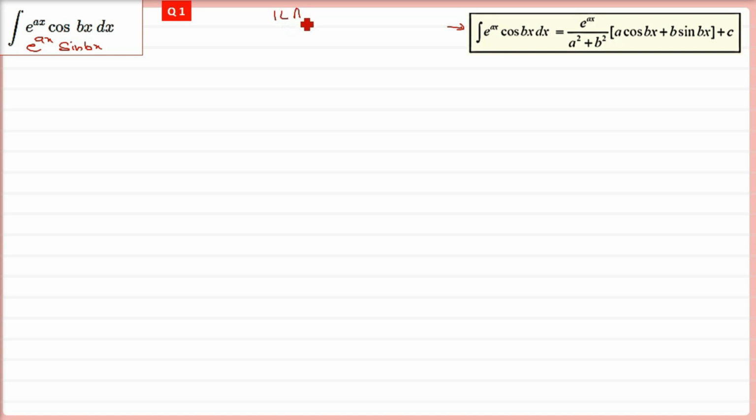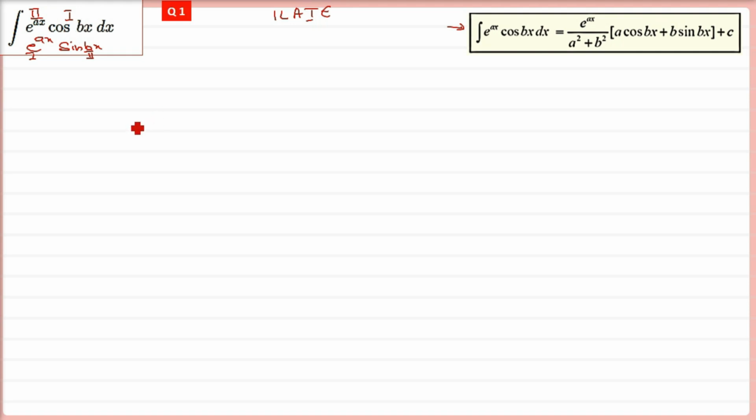You are always told that you can follow ILATE: inverse, log, algebraic, trigonometry and exponential. You can follow this, or you can take any of these as the first function and second function, because in the previous discussion I have taken otherwise. But here you can take it in a different way, because this particular integral doesn't follow ILATE. Either function can be taken as the first function and second function. Actually, I have tried it out, that's why I am telling you. You will see it just now also.